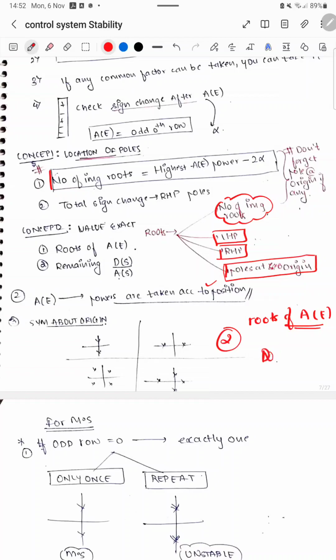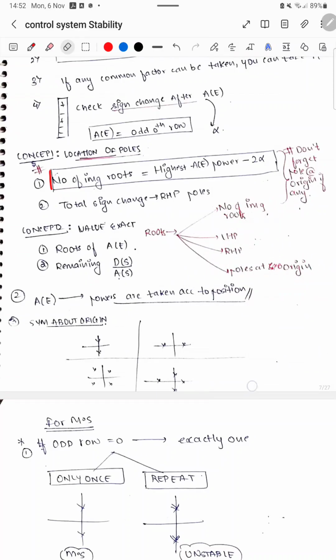So numerator N(s) upon D(s). Okay, so what you will be doing is, whatever your function is D(s), let's say their roots are the AE roots plus some other roots also. So once you divide these two, you will get the location of the other two roots also. Now what I'm trying to tell is, I'll just show you one example.